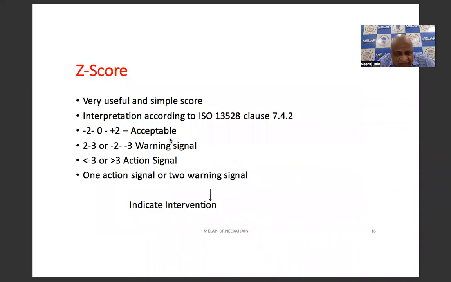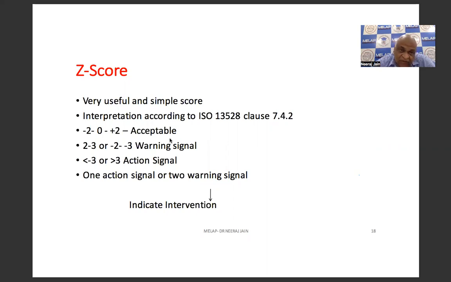But these rules are not applicable in your EQAS. EQAS sample, you are running only once. And remember one thing. This statistics is applicable only to quantitative data, not to qualitative.